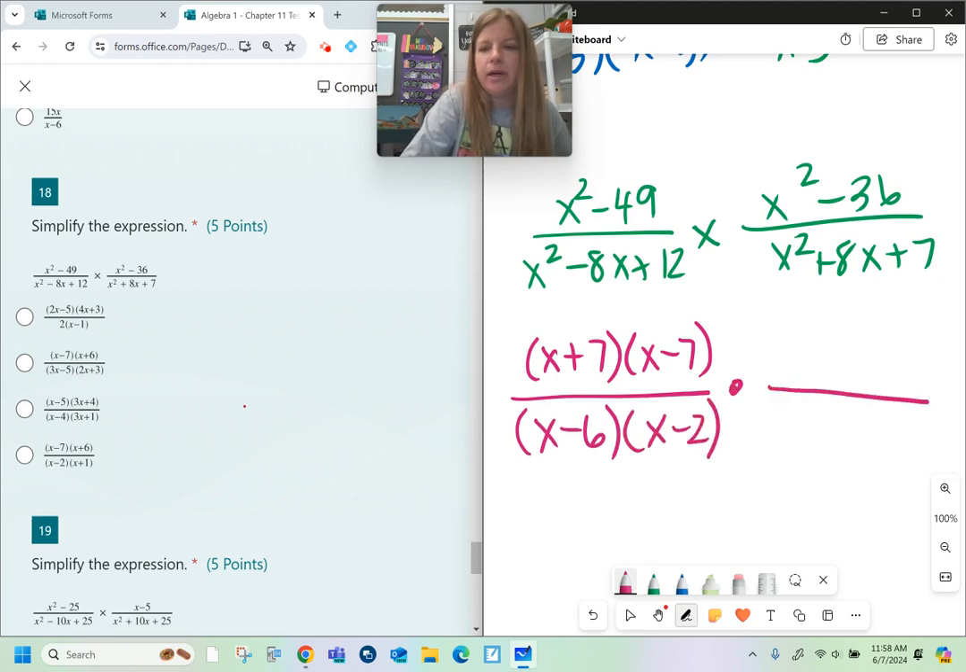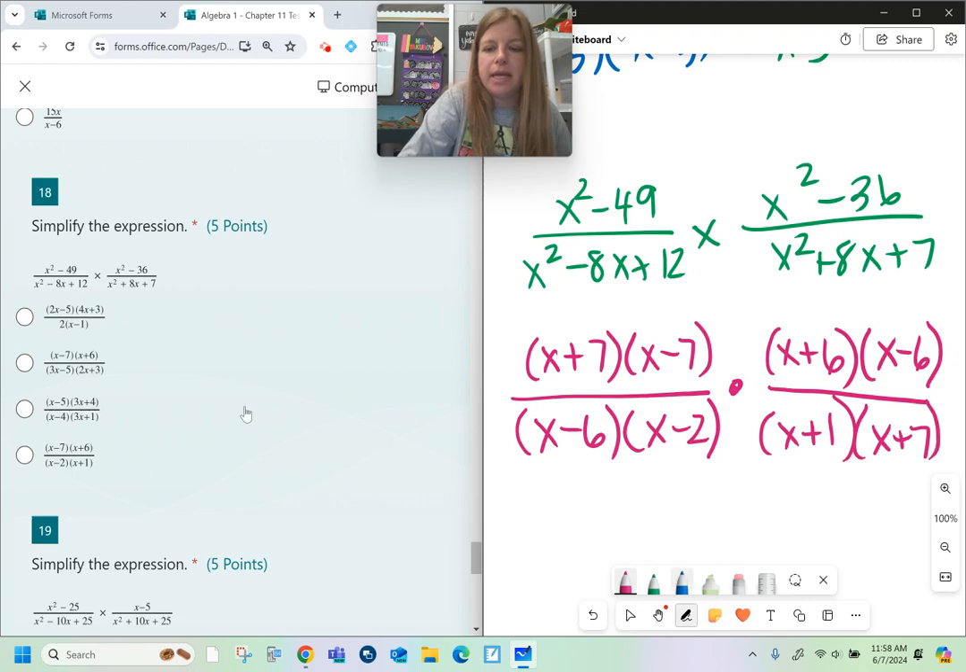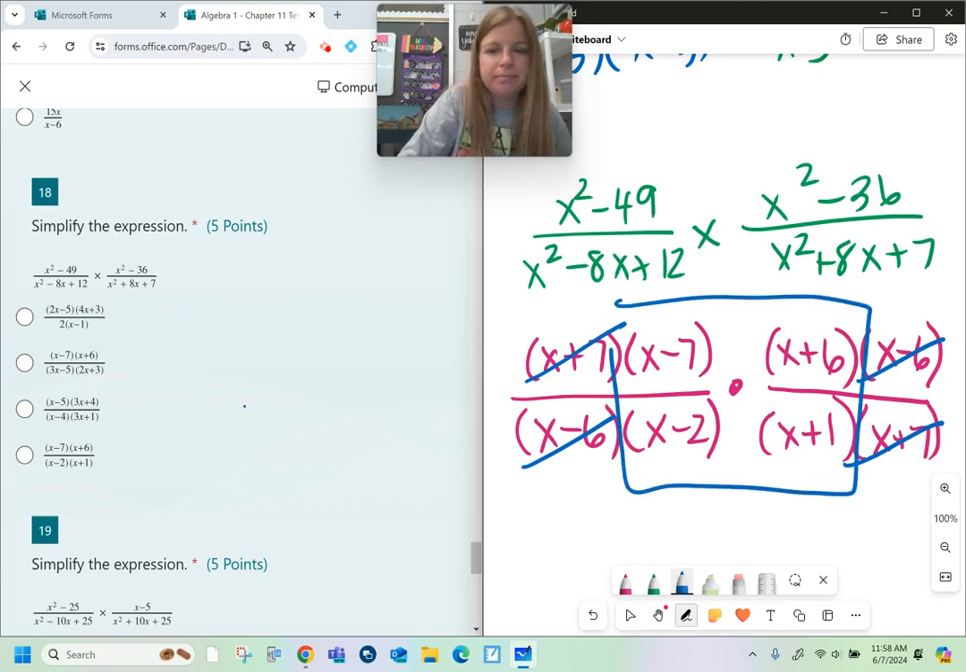Times, all right, over here, x squared minus 36. Well, that would be x plus 6, x minus 6. What two numbers multiply to get 7 that add up to get 8? Positive 1, positive 7. Let's cross out x minus 6, x minus 6. What else do you see? X plus 7, x plus 7. Everything I have left over here doesn't have a match, and that's actually my final answer. And it looks like it's the last one on my screen.